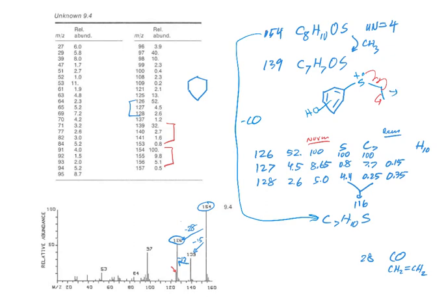So this gives us, what is the structure of C7H7S? So this would be 139.